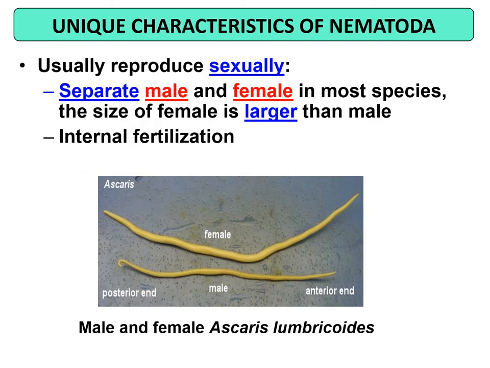Nematoda usually reproduce sexually. They have separate female and male. Maknanya dia bukan hermaphrodite. Kita boleh nampak beza antara female dengan male. And usually female are larger than male.